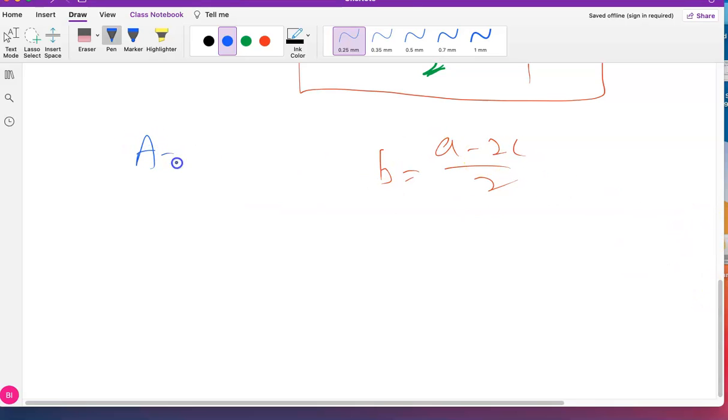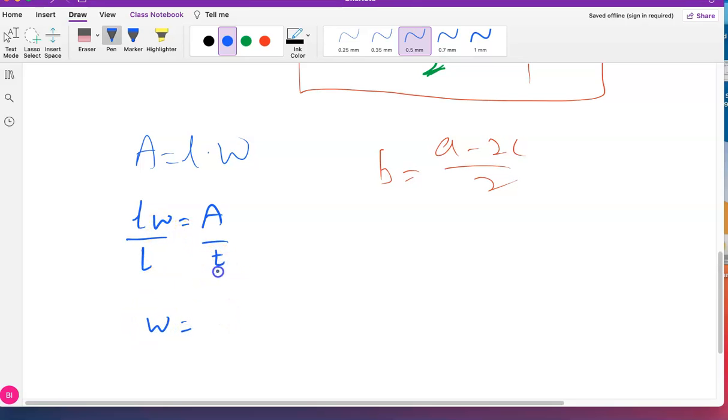So this type of problems, whether it is area is equal to length times width, and you want to find the width is equal to how much? So length times width is equal to area. I'll divide. I have to remove this L, leaving behind W is equal to A over L.